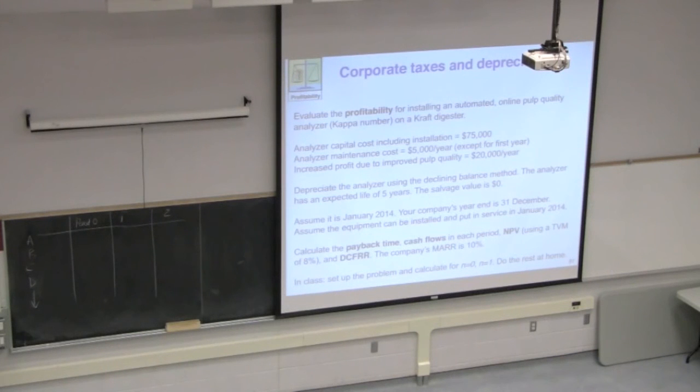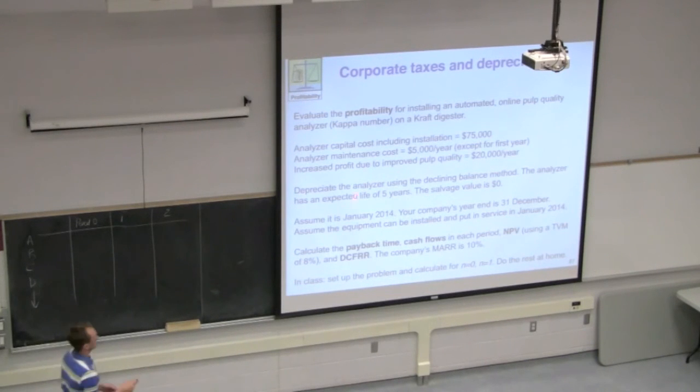Eligible or non-eligible? Maintenance. Eligible expense. Okay, capital cost is not an eligible expense. Maintenance cost, absolutely is. So they can write that $5,000 off every year. They just don't pay it in the first year, obviously, because the equipment is new. Increased profits due to pulp quality, $20,000 per year. Income or expense? Income. So they're going to get an additional $20,000 of income by installing this analyzer.